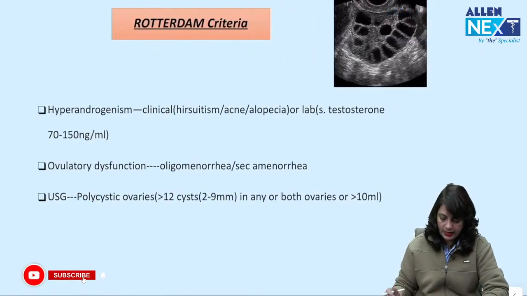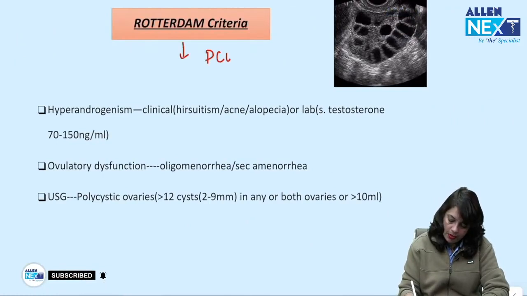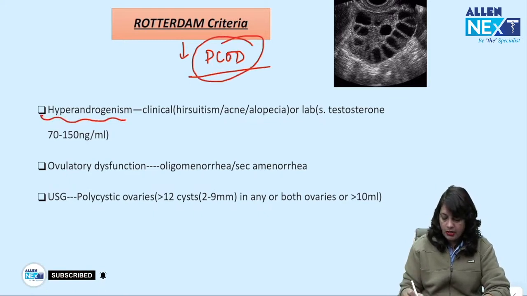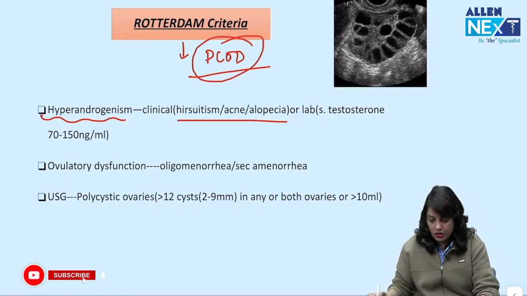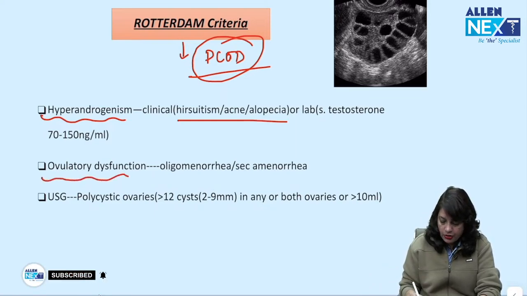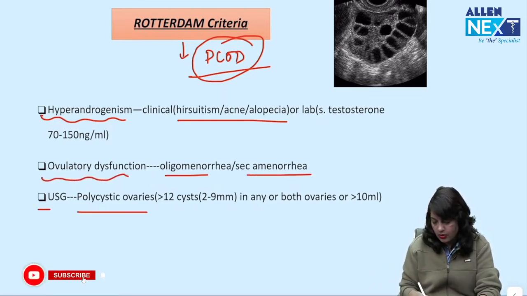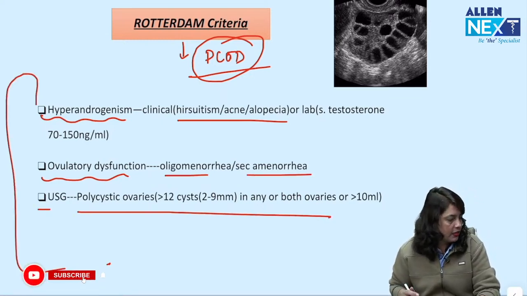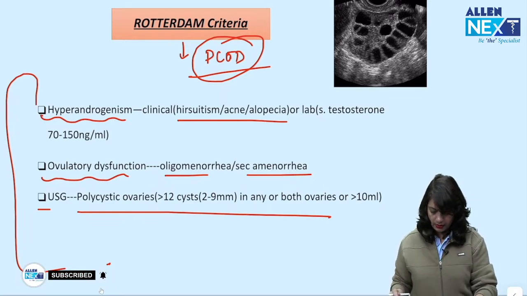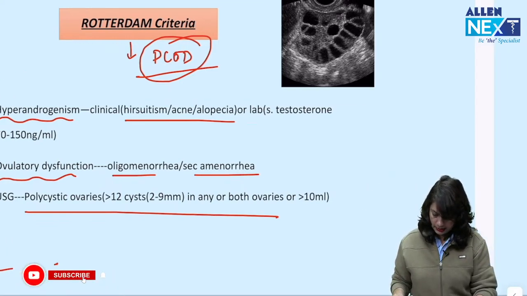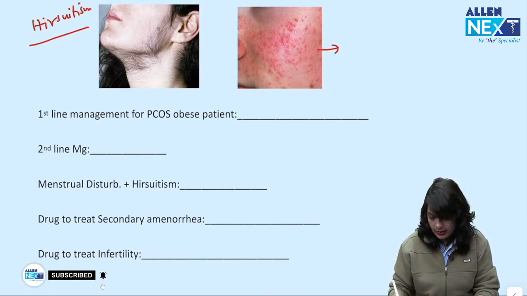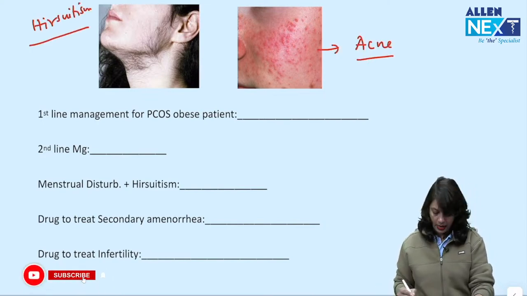Okay. Next, in PCOS you have to remember the Rotterdam criteria: hyperandrogenism, clinically hirsutism, acne, alopecia, ovarian dysfunction leading to oligomenorrhea or secondary amenorrhea, and ultrasound showing polycystic ovarian disease. This is Rotterdam criteria for polycystic ovarian disease. Now, this is hirsutism. It can be an image based question that can be asked. There is acne, another presentation of hyperandrogenism.